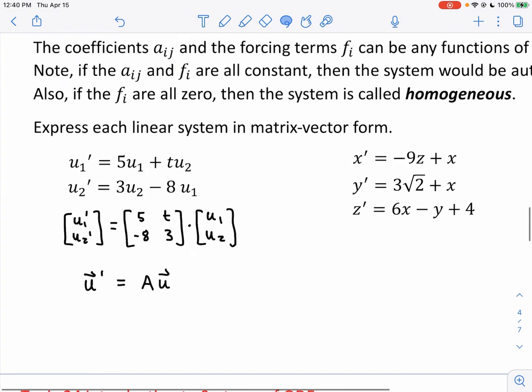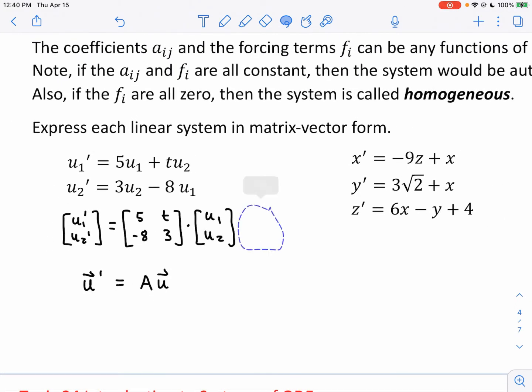Not to be confused with homogeneous. Homogeneous is whether or not there's a function over here being added, a vector function being added to all of it. And autonomous is dependent on whether or not any t's are explicitly involved.